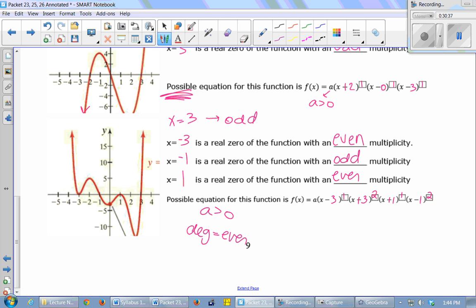So the degree of this thing, if I were to multiply this all out, I would have an x to the first times x squared times x squared, right? When you multiply those all together, you get x to the sixth. That's the degree of the entire polynomial. It's a 6th degree polynomial, and that matches your both arms up end behavior.